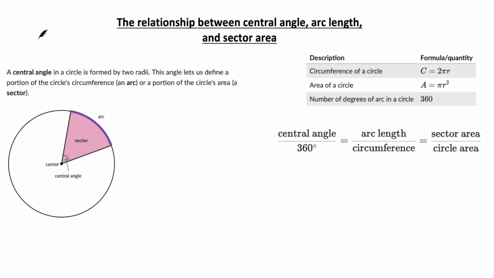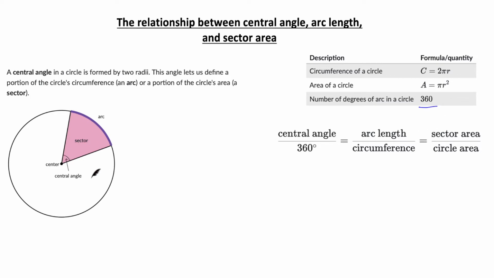Now let's have a look at the relationship between central angle, arc length and sector area. This is quite important. You don't need to memorize these formulas because they're given at the start of every math section, but they're quite simple and all of you should know these. Circumference of a circle is 2 pi r, area of a circle is pi r square, and the number of degrees of arc in a circle is 360.